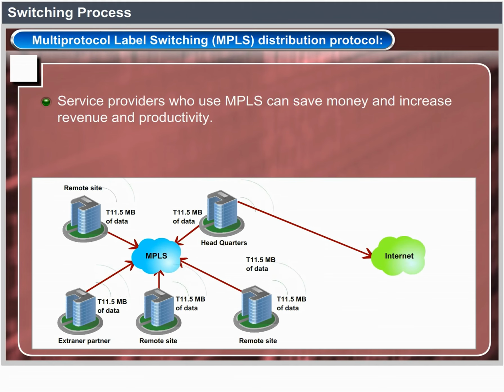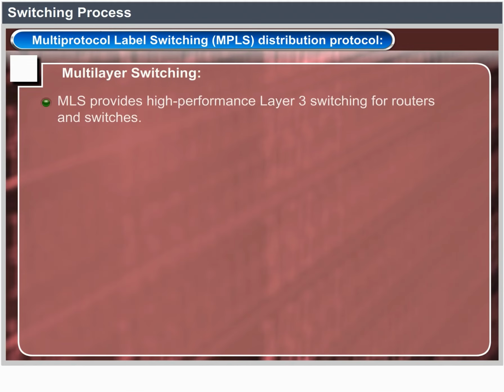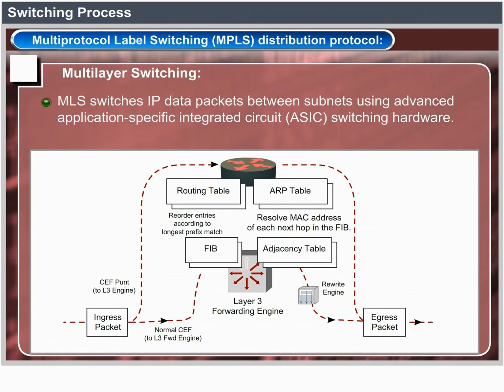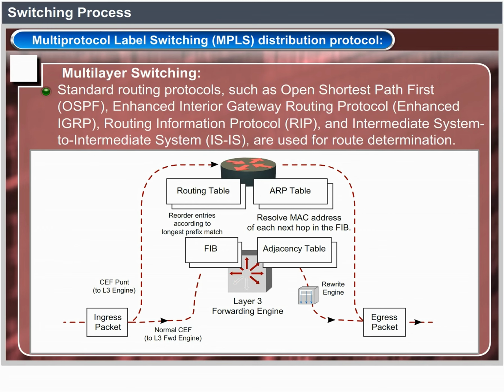Multilayer switching. MLS provides high-performance layer 3 switching for routers and switches. MLS switches IP data packets between subnets using advanced application-specific integrated circuit, that is ASIC, switching hardware. Standard routing protocols such as Open Shortest Path First or OSPF, Enhanced Interior Gateway Routing Protocol, or Enhanced IGRP, Routing Information Protocol, or RIP, and Intermediate System to Intermediate System, that is IS-IS, are used for route determination.